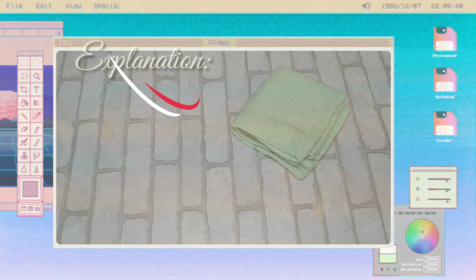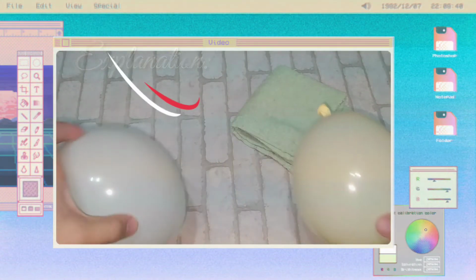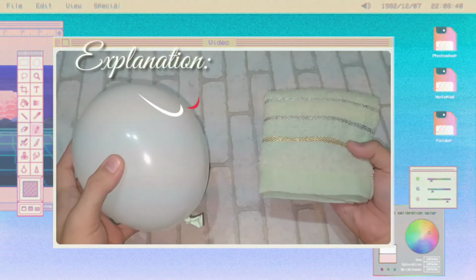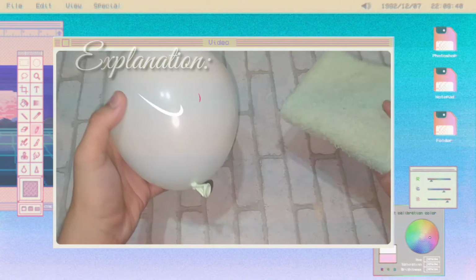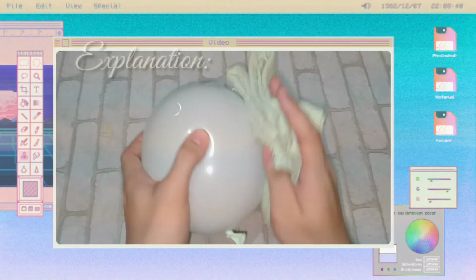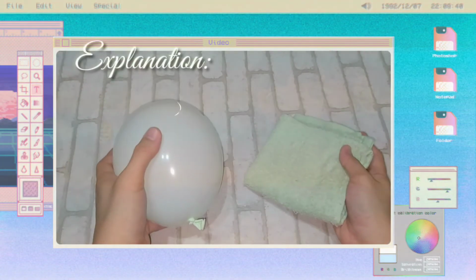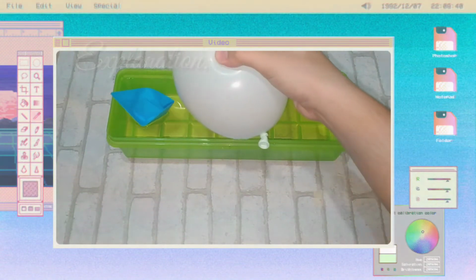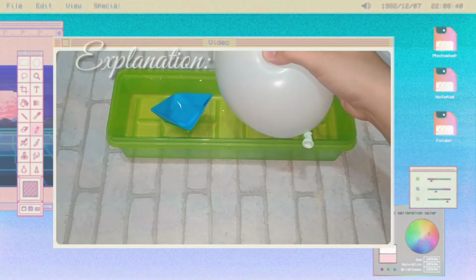The balloon is charged by rubbing it on the towel. When you put it near a neutral object, like a paper boat, the electrons in the object repel away from the balloon and the protons are attracted to the balloon. This movement of electrons causes the neutral object to get a slight positive charge.